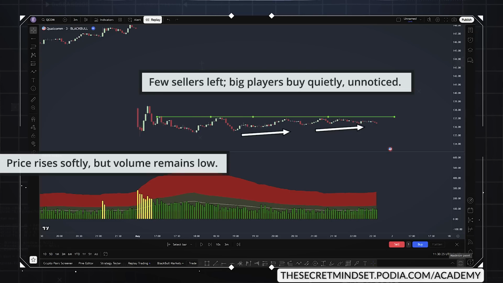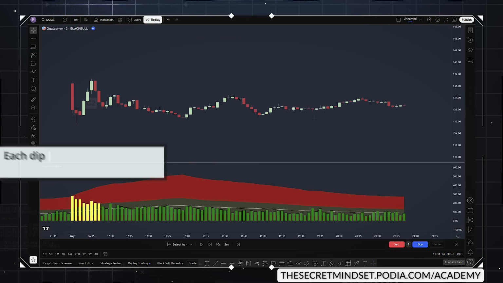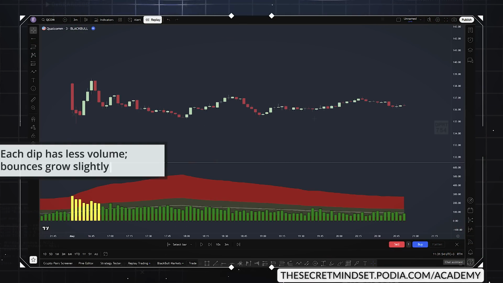The big players are quietly buying. They want to keep the price low while they collect shares. If they bought fast, the price would jump, and everyone would notice. But they want to buy cheap and unnoticed. As the bottom of the curve forms, you notice something else. Each little dip has less volume than before.